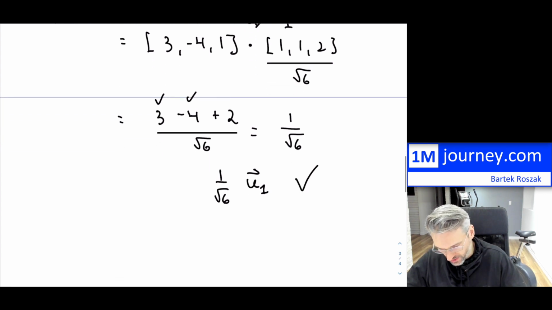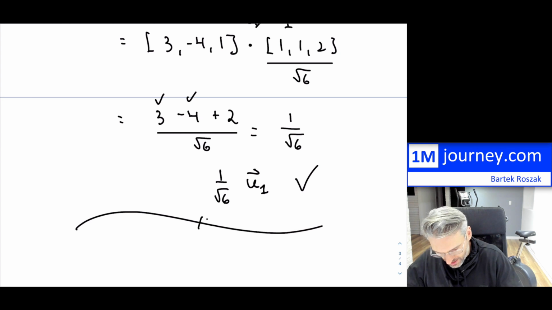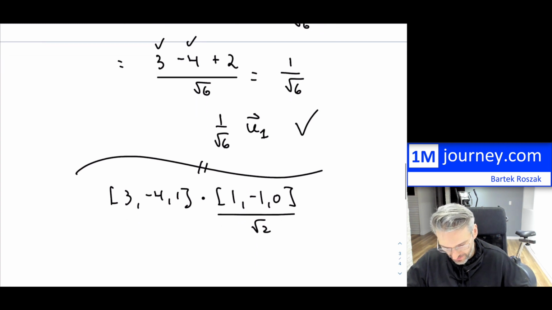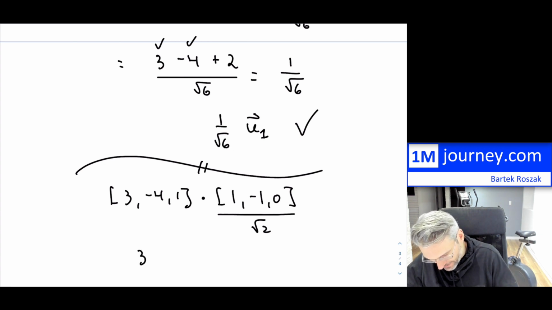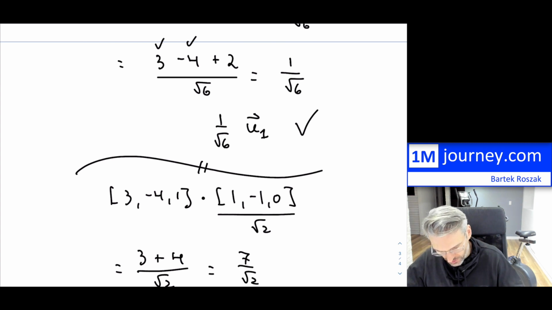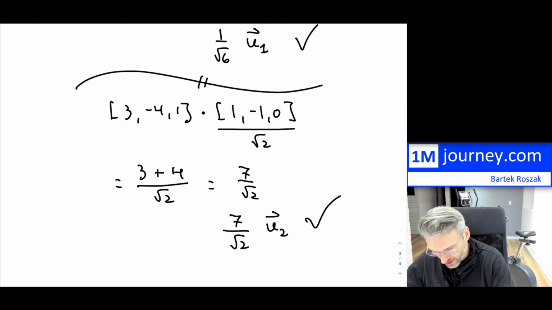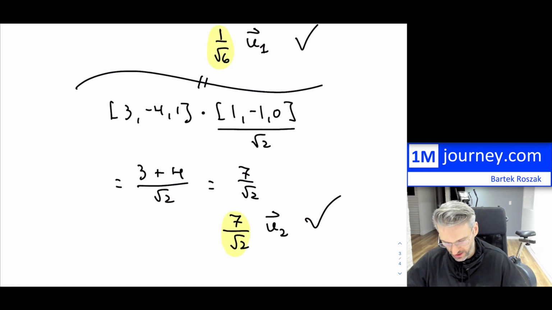Now my second one, we're going to do the same thing. So for the second one, you need 3, -4, 1 dotted with the second one, which was 1, -1, 0 all over square root of 2. Well, the dot product in between those is going to be 3, and this is actually plus 4, and then 0, over square root of 2. So this is 7 over the square root of 2. And this is going to be in this direction. So that's my second one. So here are the components. Here's the component of the second one in that direction.